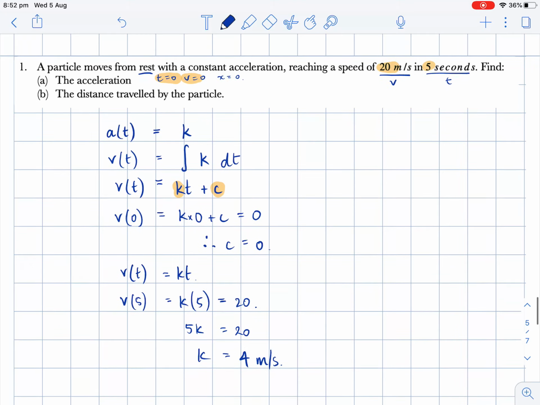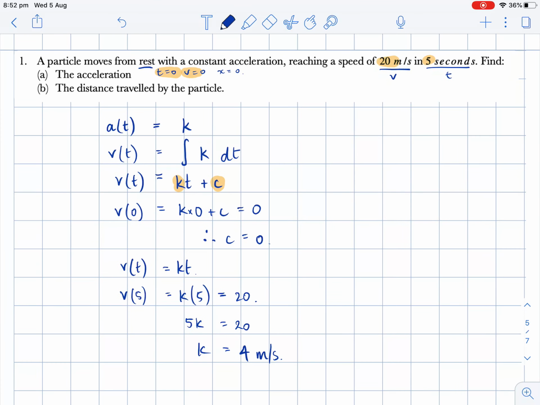So we have just found the acceleration. Our acceleration was equal to k, and we know that k is 4 meters per second squared. So that is part A done.